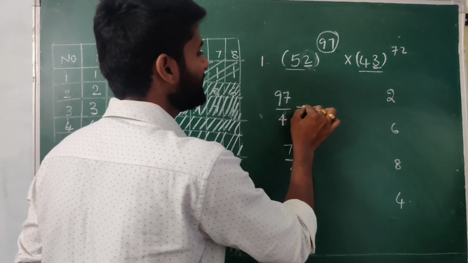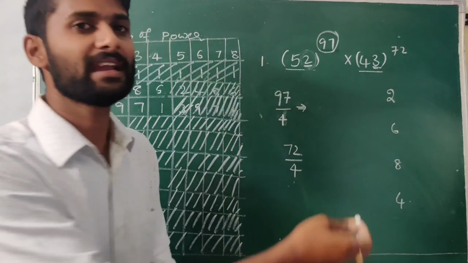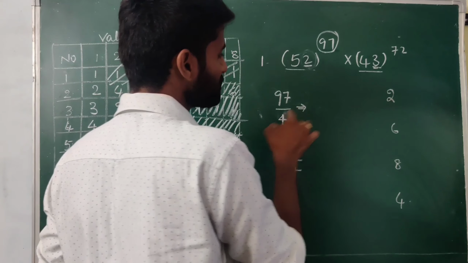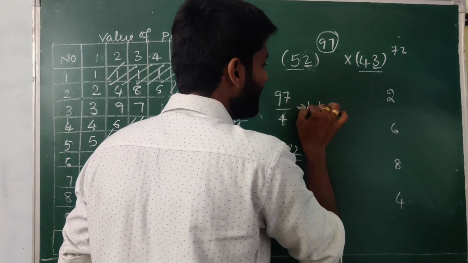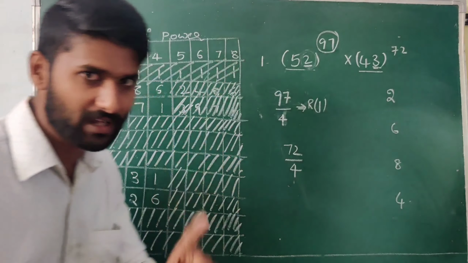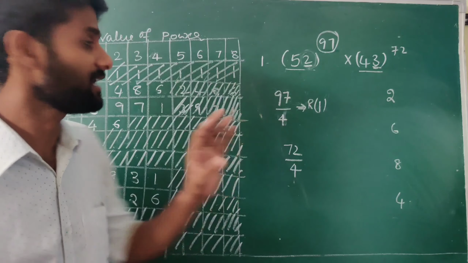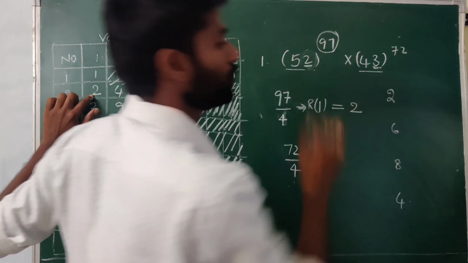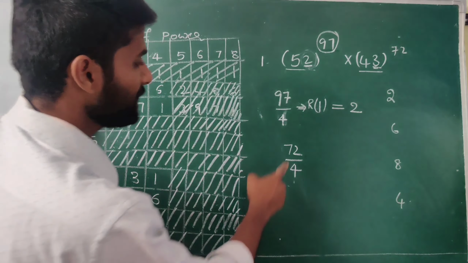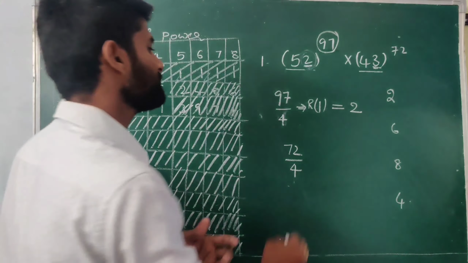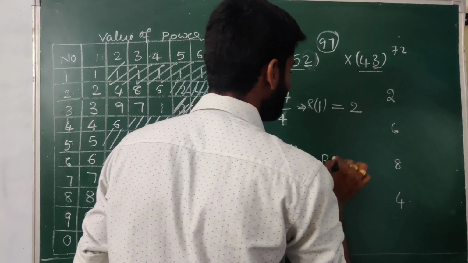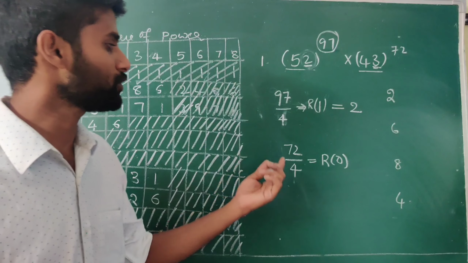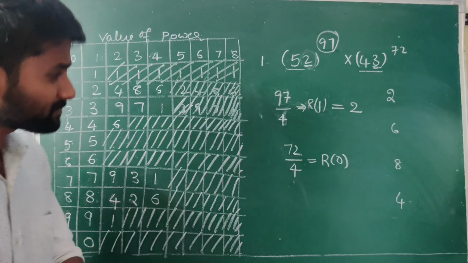See, if 97 is divided by 4, how much remainder do we get? Just take the remainder. We know that 97 divided by 4 gives a remainder of 1. If you get remainder 1, the first value is the repeated value. What is the first value in 2? The answer is equal to 2 only. And second one, 72 divided by 4 is exactly cancelled. We get the remainder 0. So 72 by 4 is exact cancellation.